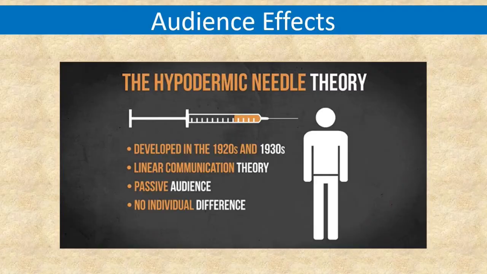And the assumption is that the audience is passive. The audience just sits there and they just absorb information and they believe everything. And everybody in the audience, the last point on this slide, no individual difference. So all the audience is the same. And over the past 30, 40, 50 years, this theory has been completely disproved. But I still hear students sort of hinting that they believe this. That if journalists say something, then the audience automatically believes it, unquestioningly believes it.